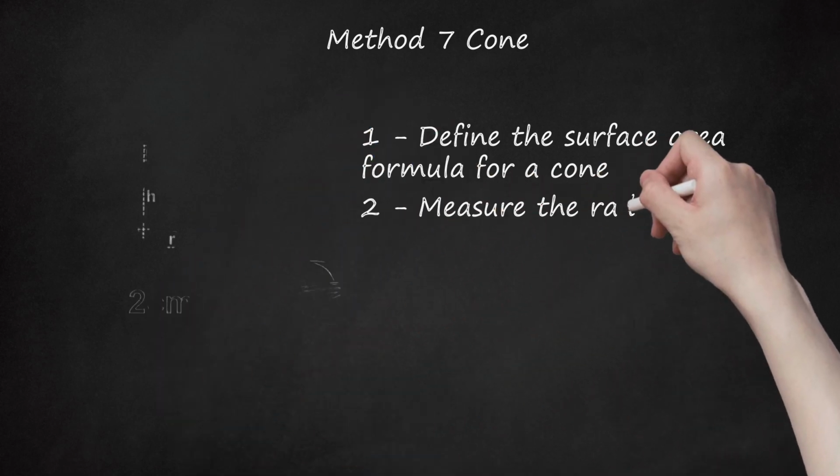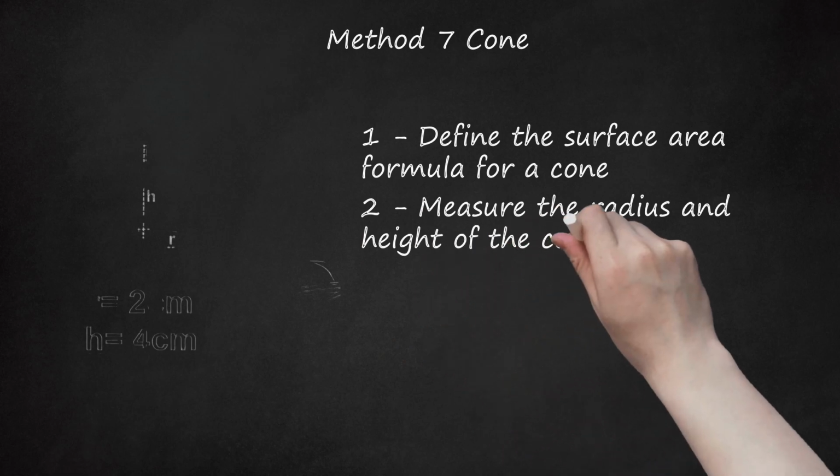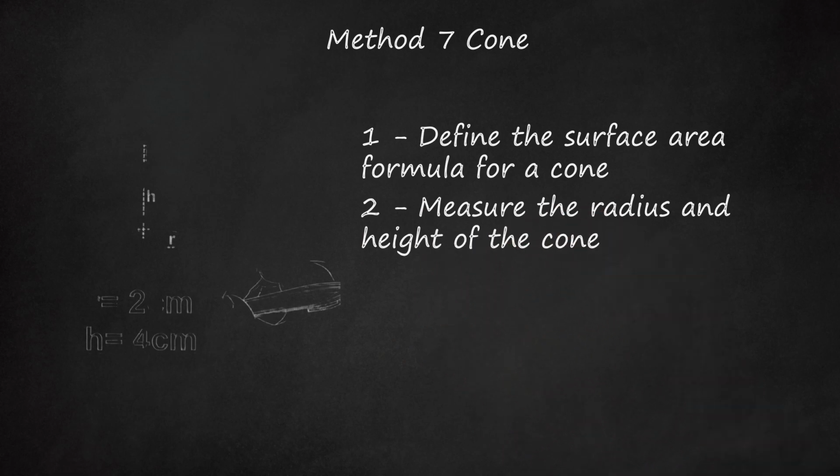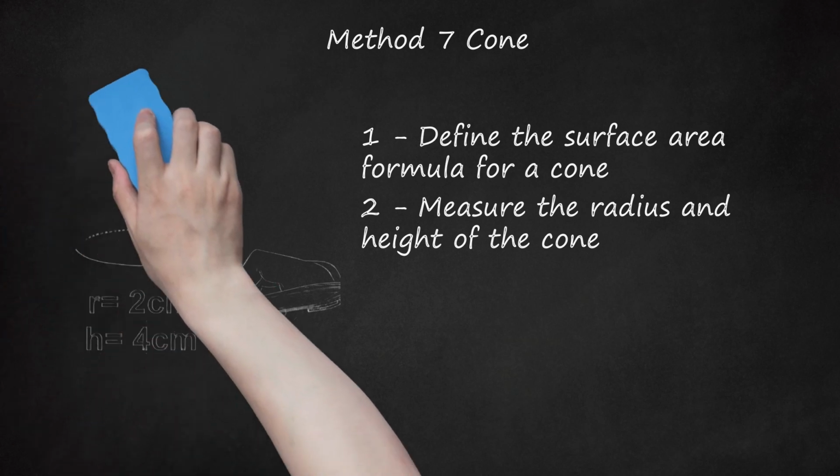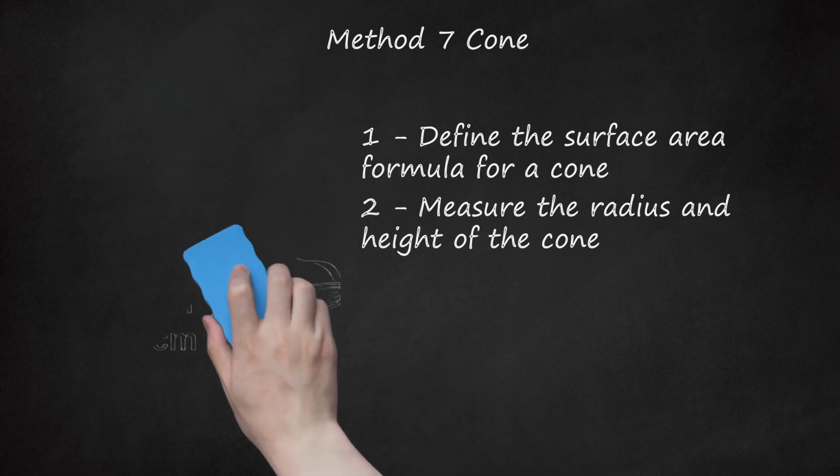2. Measure the radius and height of the cone. The radius is the distance from the center of the circular base to the side of the base. The height is the distance from the center of the base to the top peak of the cone, as measured through the center of the cone. Example, R equals 2 centimeters. Example, H equals 4 centimeters.